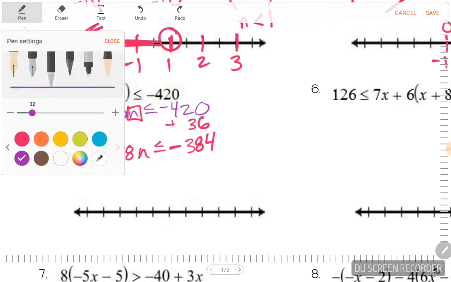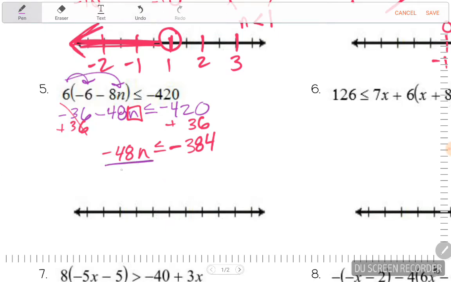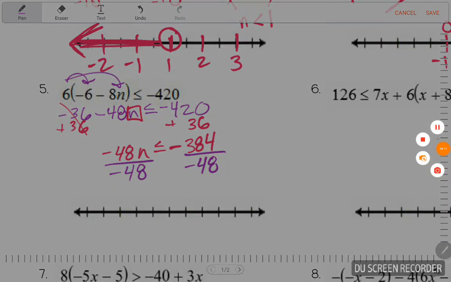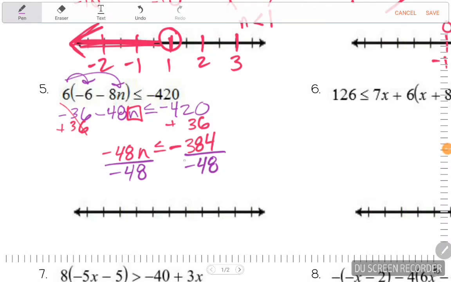I'm going to divide both sides by -48. Okay, negative divided by a negative. Well, here, let's start over here first. These cancel. I'm left with n. The sign is going to flip because I divided by a negative. I divided both sides by a negative, so the sign flips from less than or equal to greater than or equal to. Again, I divided by a negative.